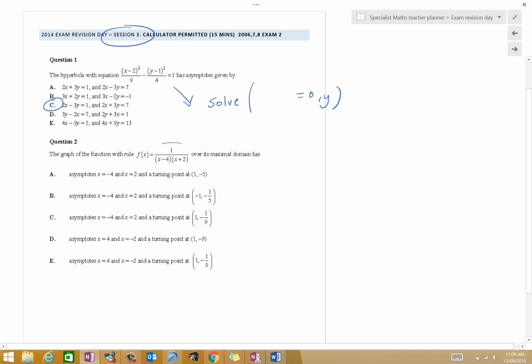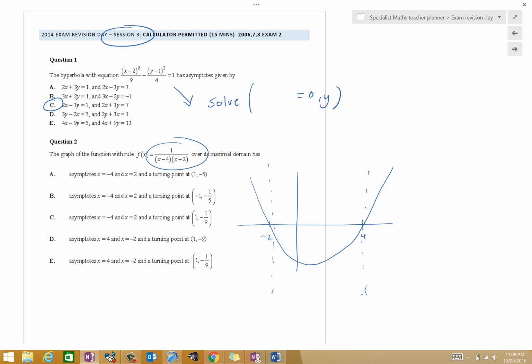Once again, we went through this sort of stuff yesterday, but if I sketch the graph of x minus 4x plus 2, that's going to give me an intercept of 4 and negative 2, which means that there are going to be asymptotes there, because clearly that cannot equal 0. So instantly what I did is that ruled out A, B and C. So instantly, within 15-20 seconds, you should have ruled those out.